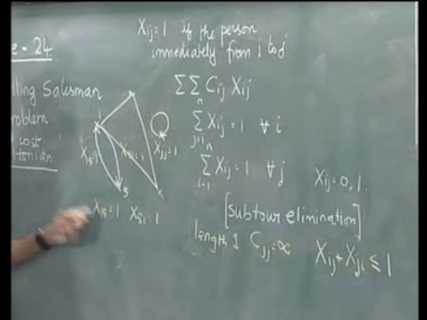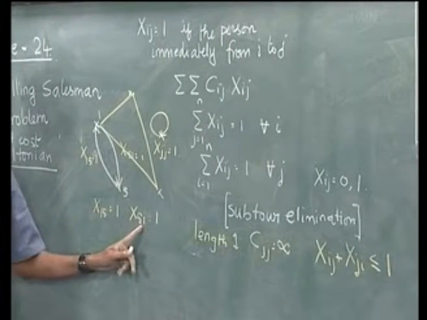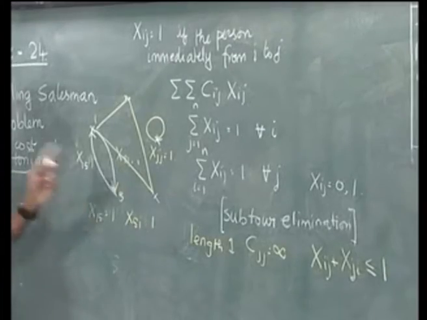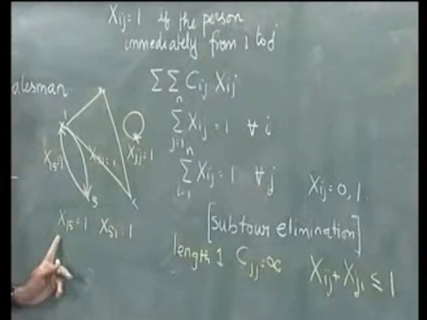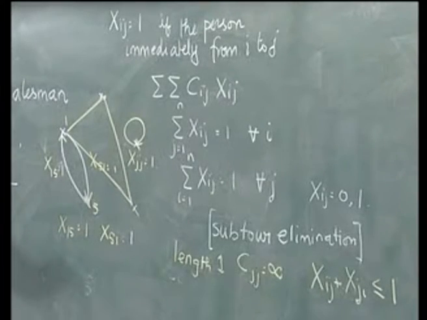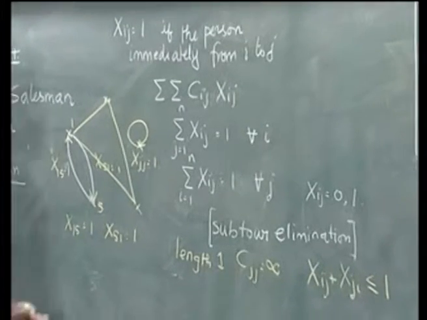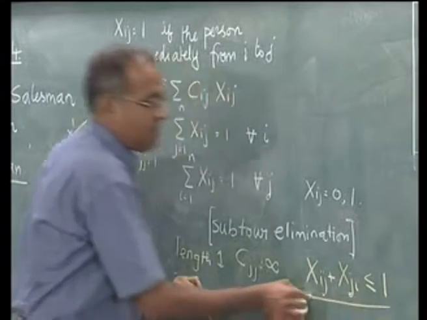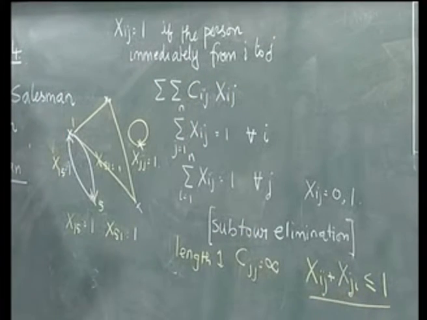If x15 is in the solution, then x51 cannot be in the solution. If x51 is in the solution, then x15 will not be in the solution. We can have a situation where both of them are not in the solution. Therefore, this is a good way by which we eliminate subtours of length 2.